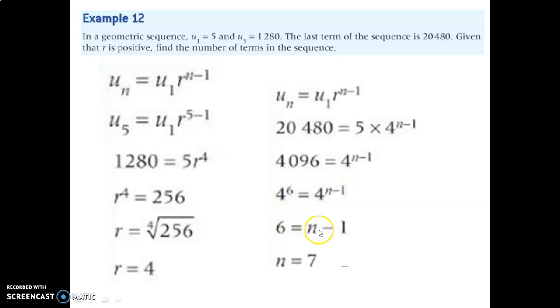So 6 equals n minus 1, and n then equals 7. This was a tricky step here, but just take a look at that process. We'll be using that in different ways as we proceed through the course.